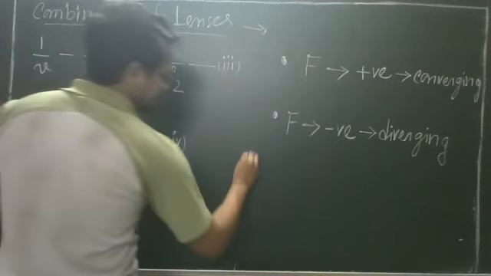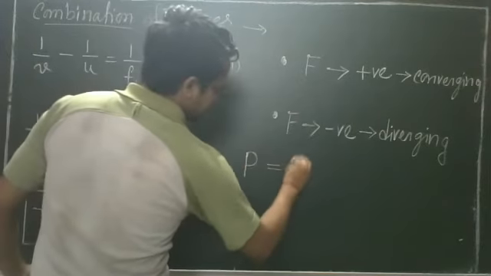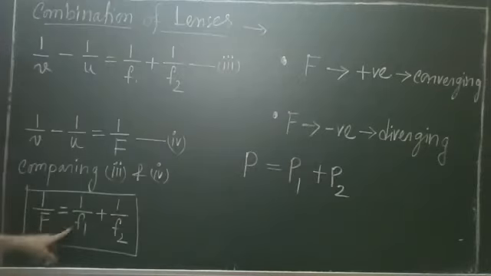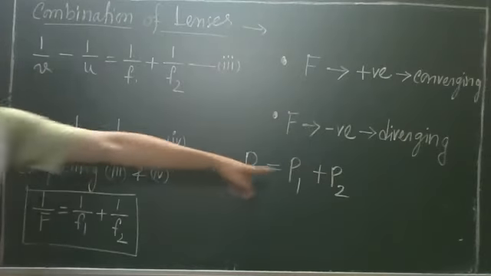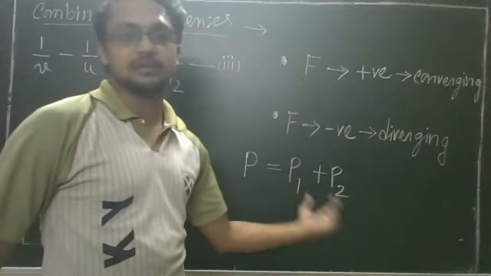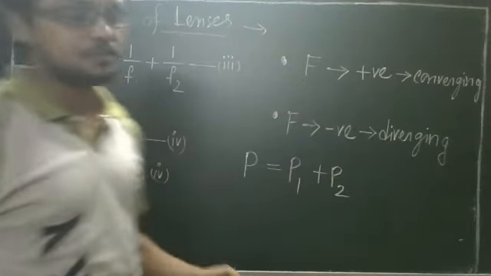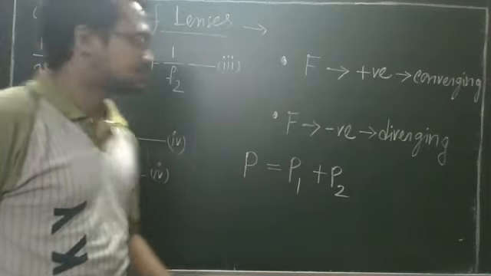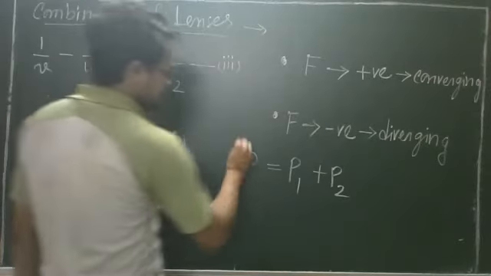So we can directly add the powers. P equal to P1 plus P2. 1 by F1 is P1, 1 by F2 is the power for the second lens. Here when we put the powers, we put their value with sign. We will get the power for the combined lens. Clear? So this is the derivation part.